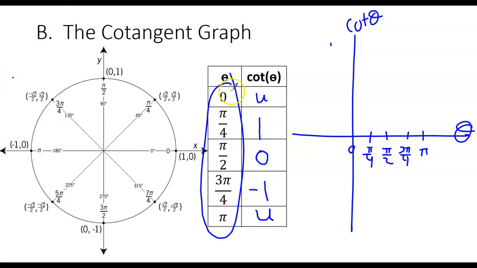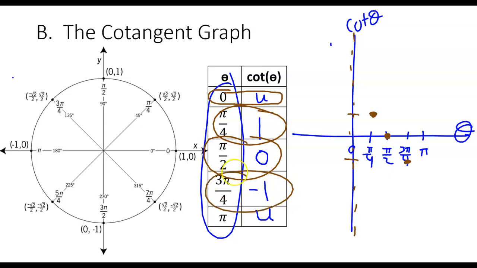So at 0, cotangent's undefined, which means that it's going to have a vertical asymptote at 0. So I'll do a little brown dotted line there. At pi over 4, cotangent equals 1. So I'll go up 1 and put a dot here at pi over 4. At pi over 2, cotangent equals 0. And then at 3 pi over 4, cotangent equals negative 1. And then for our last one, we have another vertical asymptote.